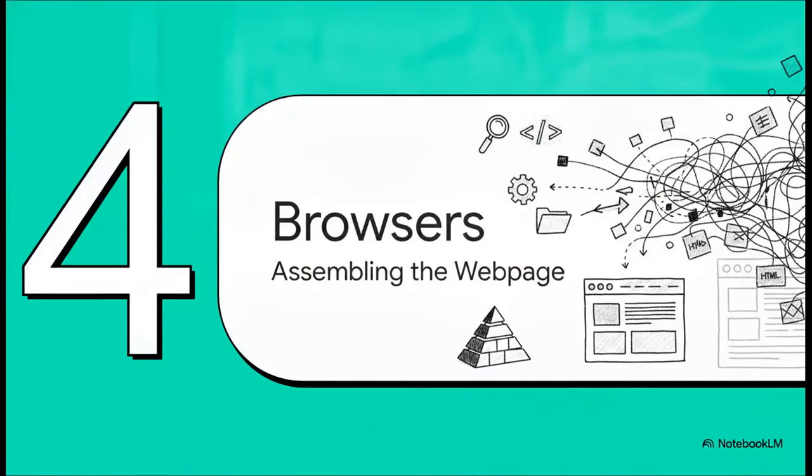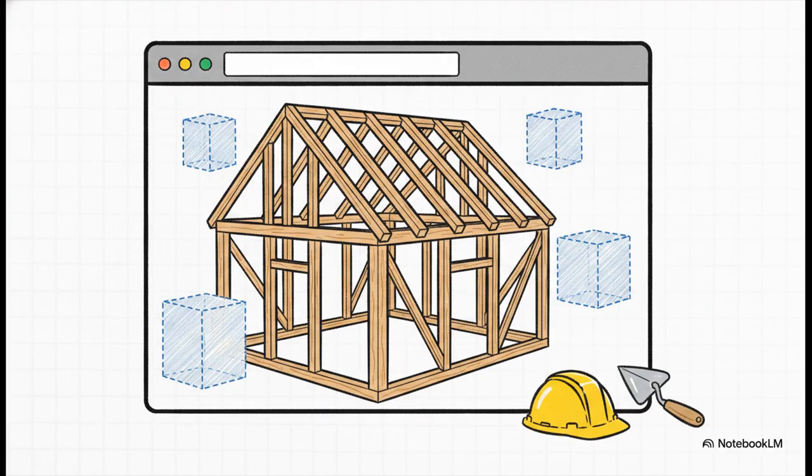Now we're getting to the fun part. Part 4. How your browser actually assembles the web page. Once all that raw data arrives back at your device, your browser basically puts on a hard hat and becomes the ultimate construction worker. It starts reading those files at lightning speed.